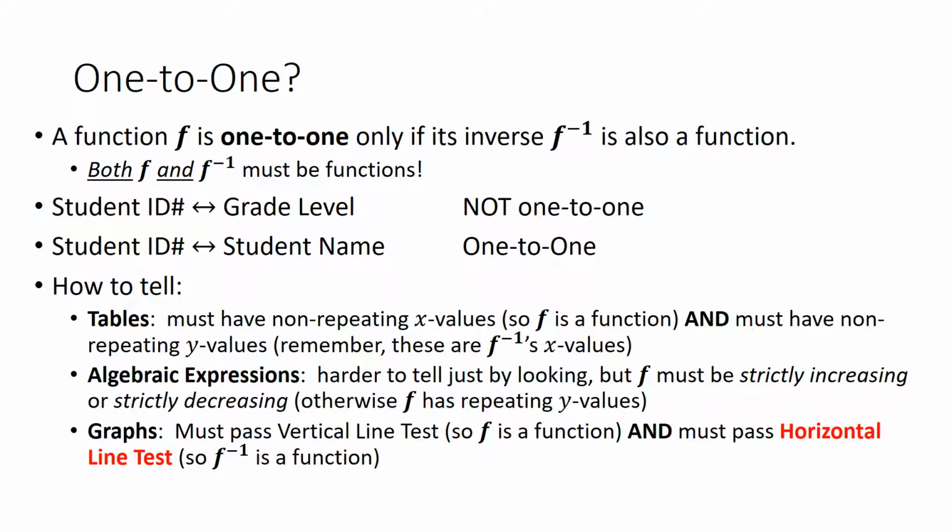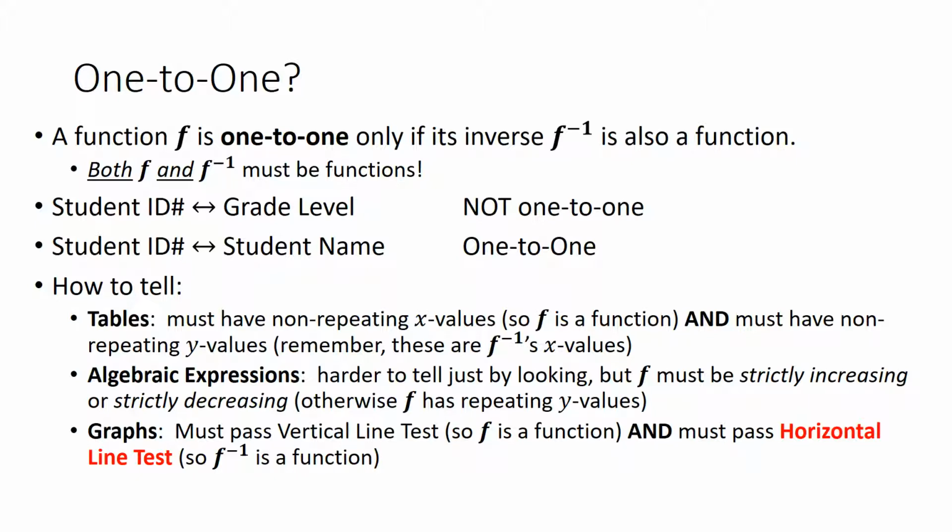So a couple of examples that hopefully you can relate to pretty easily. If you have a student ID number, you can get a grade level from that. Whatever your student ID number is will tell you what grade you're in. But you can't pick a grade level and come back to only one student ID. So a student ID number tells you one grade level, but a single grade level can tell you multiple values for student IDs because there are more than one students in each grade. So that particular function is not one-to-one.